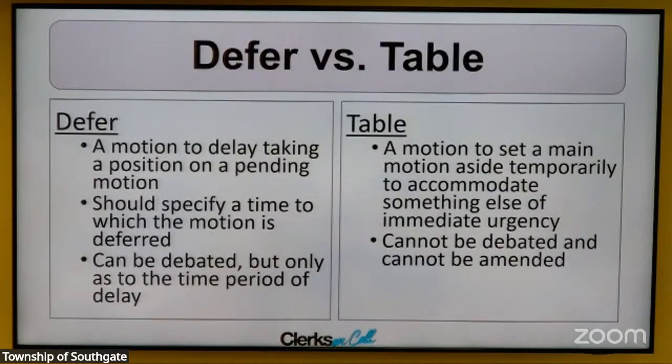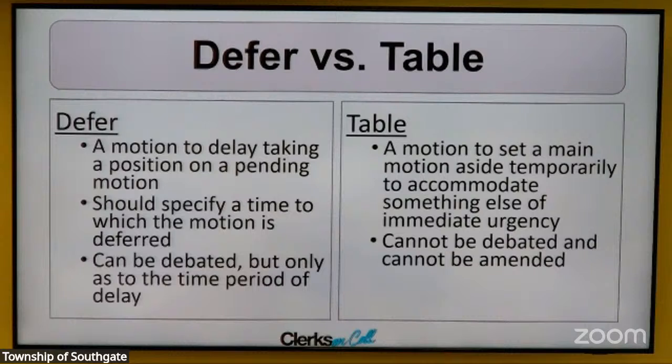We've seen many council members use these two subsidiary motions interchangeably, but they're actually really different. The first one is defer. It's the motion by which action on a pending question can be delayed to a definite day, time, meeting, or after a certain event. It should specify a definitive time to which the motion is deferred. It can be debated, but only as to the time period of the postponement. So an example is, I move to defer discussion of this request until a report is presented at our next regularly scheduled meeting.